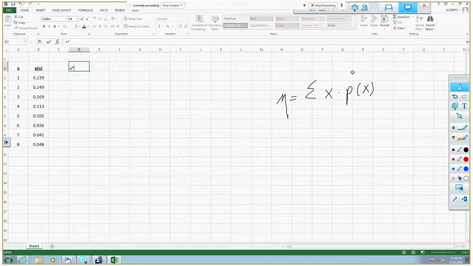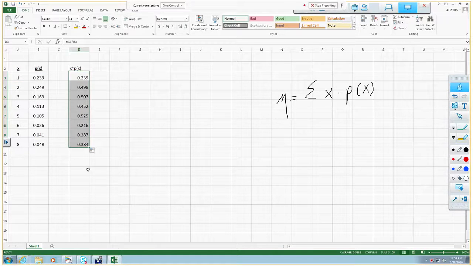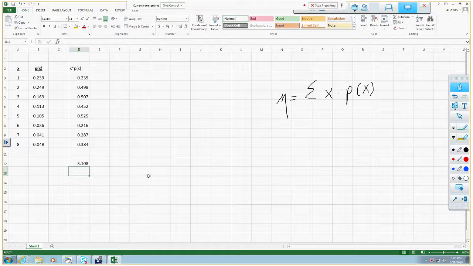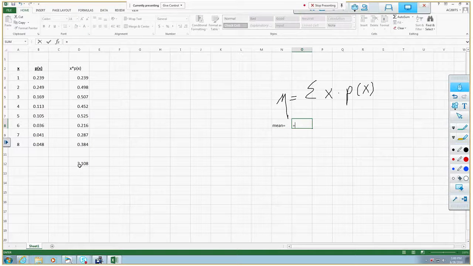X times P of X. So I take my handy dandy equal sign and multiply by that and enter and copy that down. And what do I do after I do that? Well, you go over here, X times P of X, I do what? Add it up. Sum it up. And there's my mean. So the mean is equal to that number right there.